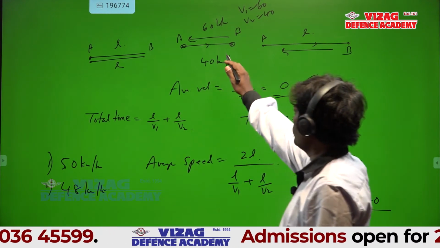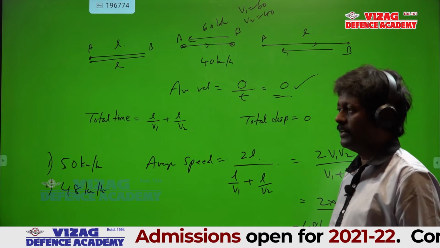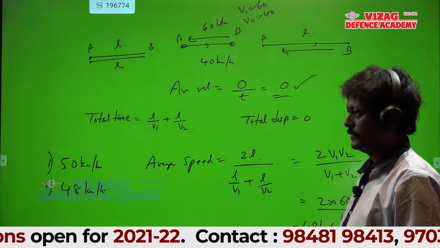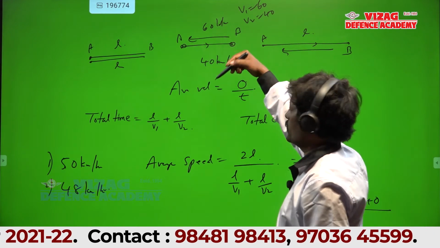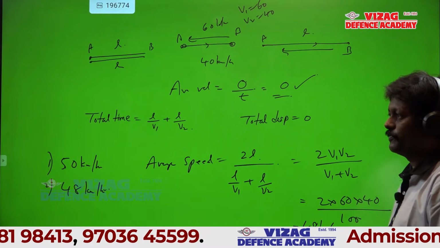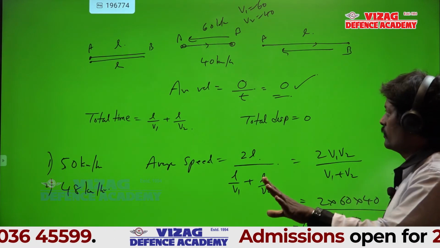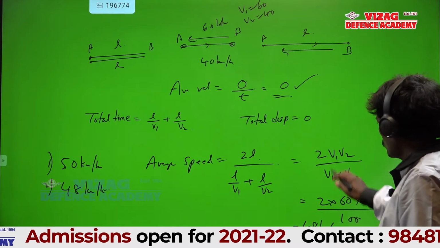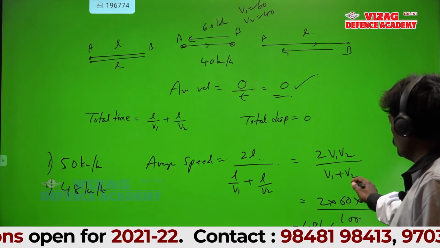They will think (60 plus 40) by 2 is the average, like how I asked you average marks. What will you do? 60 plus 40 by 2. How much does it give? 50. So that is wrong. Average speed is not 50. Average speed is 2 V1 V2 by V1 plus V2.